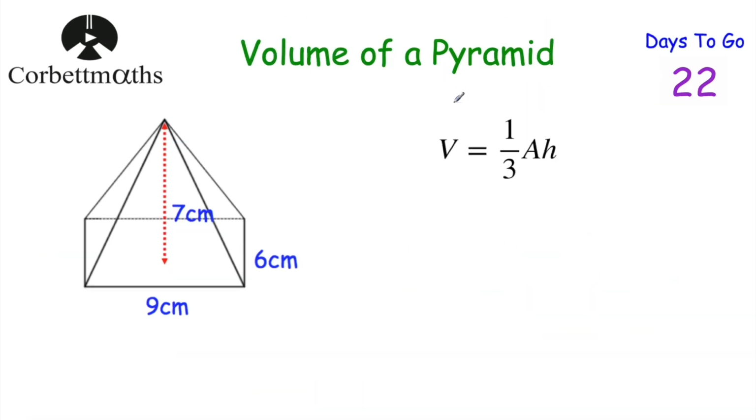The volume of a pyramid and the volume of a cone. So let's start off by looking at the volume of a pyramid. So to find the volume of a pyramid, we do a third the area of the base multiplied by the height. So we do a third of the area of the base and then we multiply that by the height, and that'll give us the volume of the pyramid.